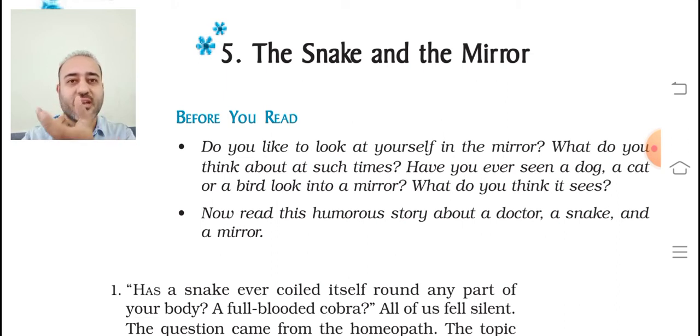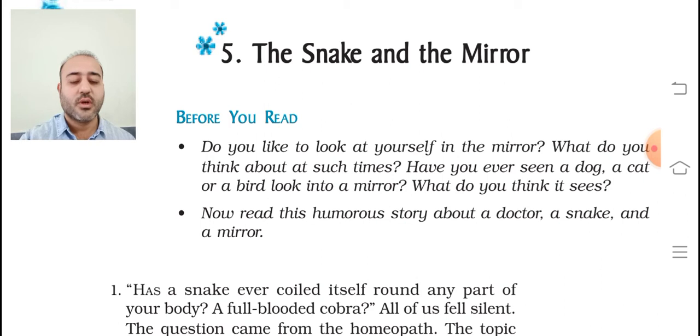Wriggled means twisted and turned. You know that snakes twist and turn their bodies. So it wriggled over the back of the chair and landed on his shoulder, right? So what did it do? It coiled around his left arm. It coiled around, it turned round. Coil means to turn round, on his left shoulder or left arm, above the elbow.